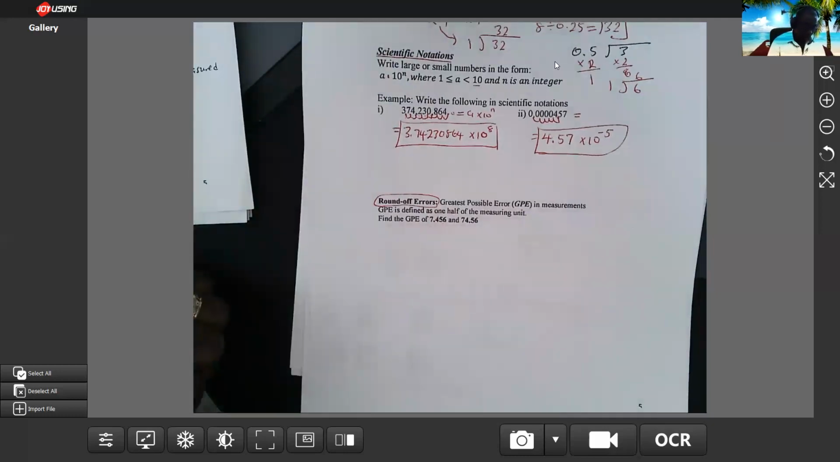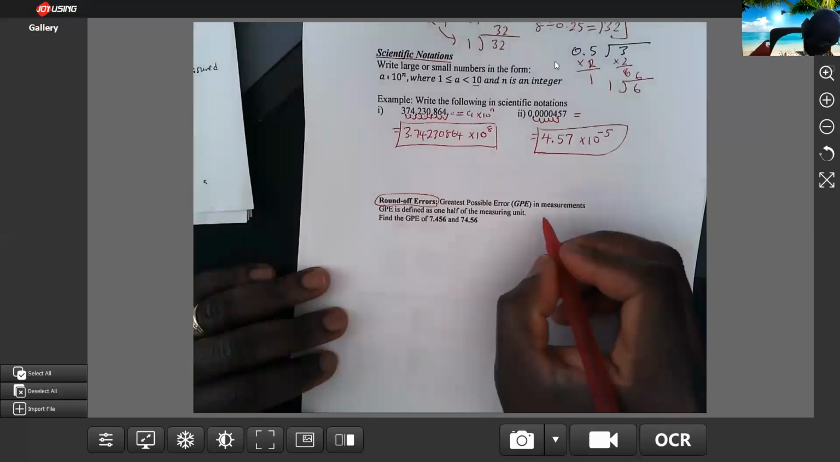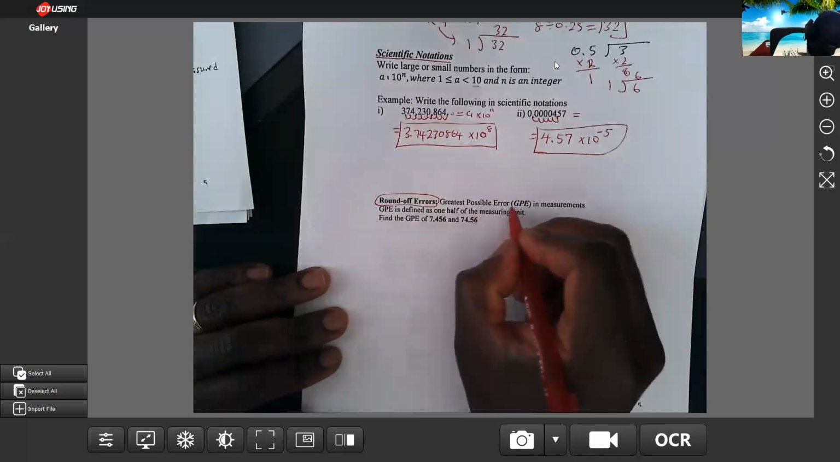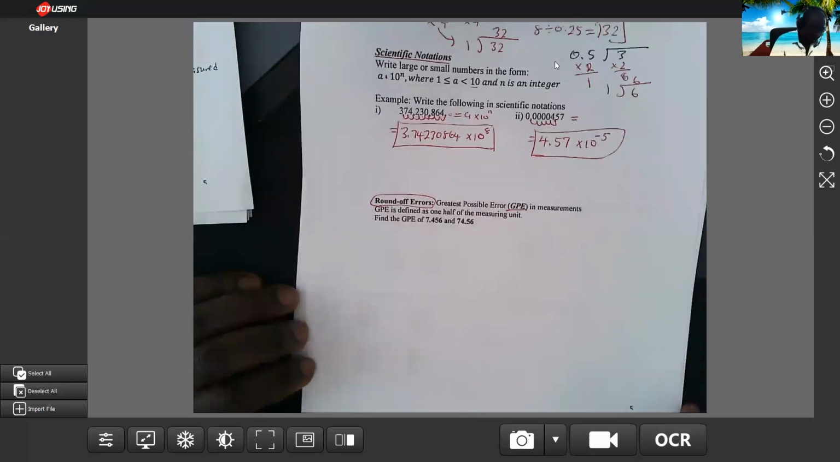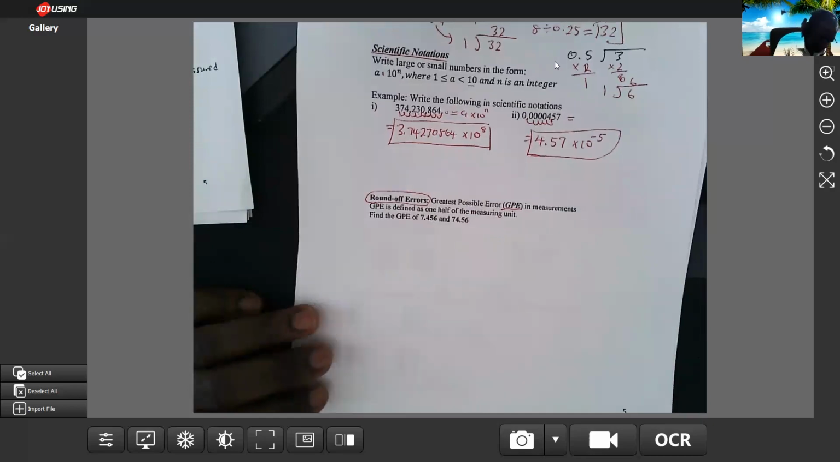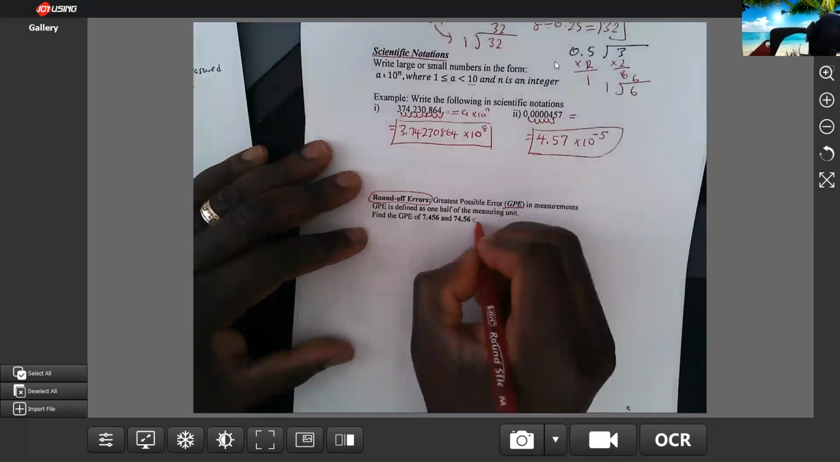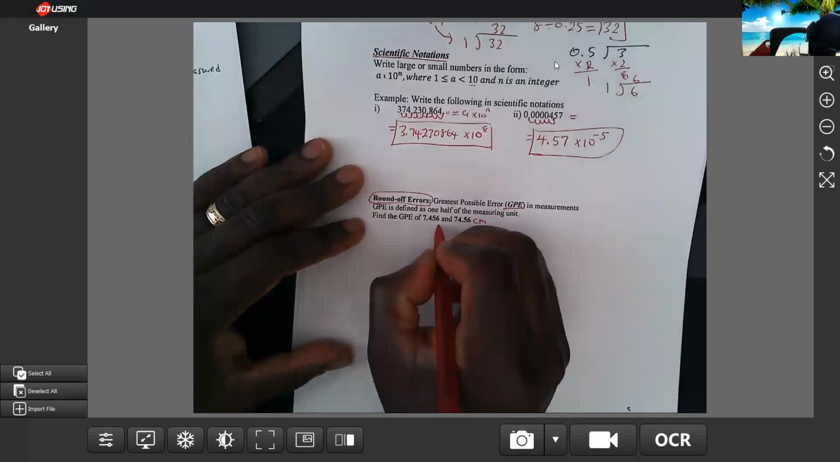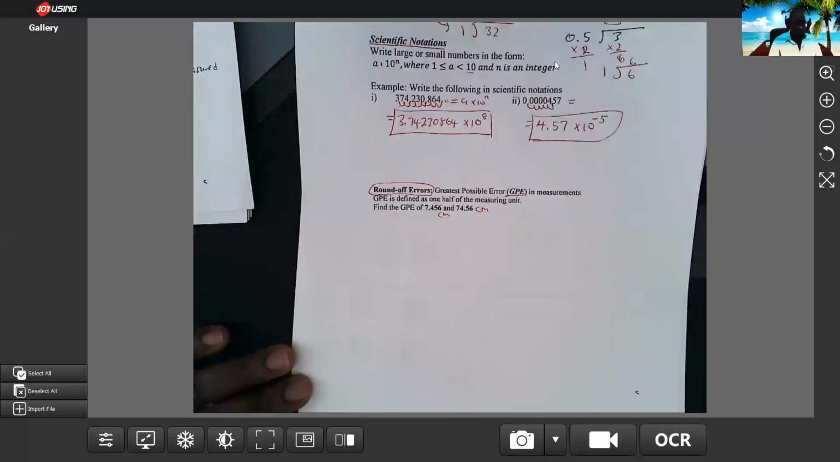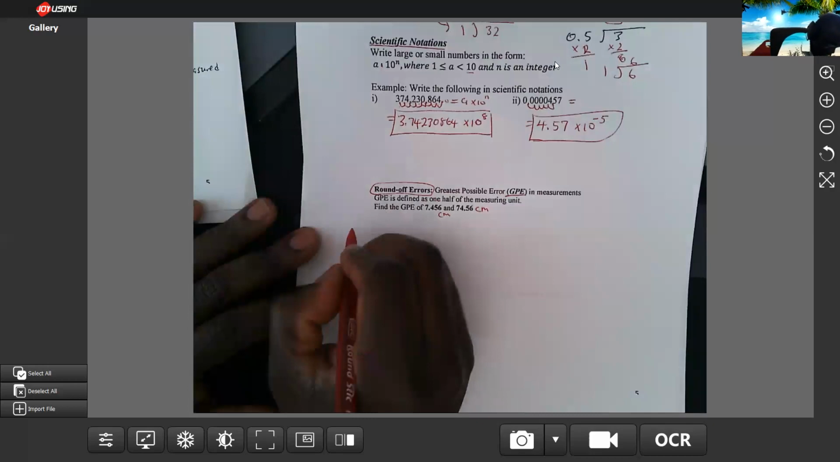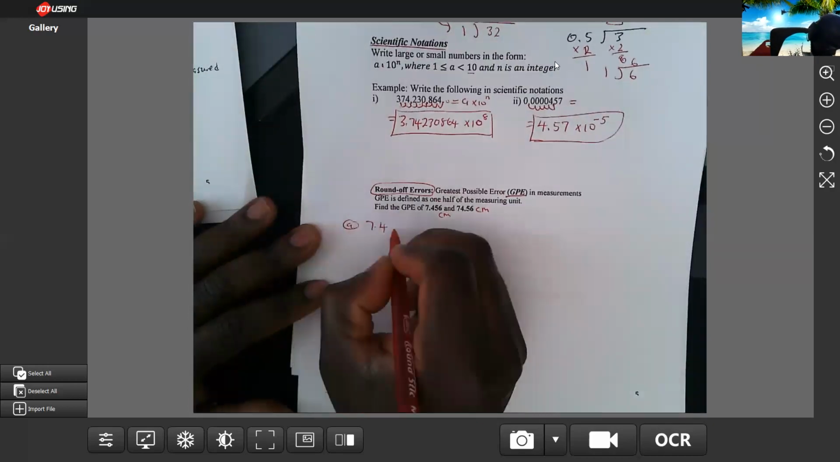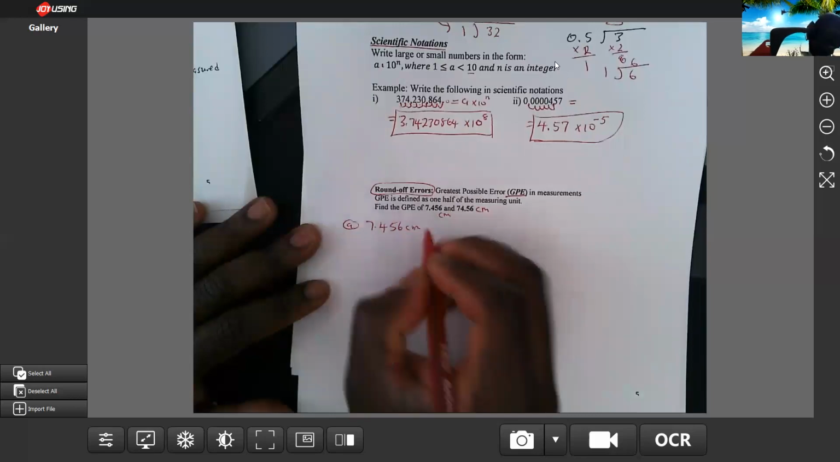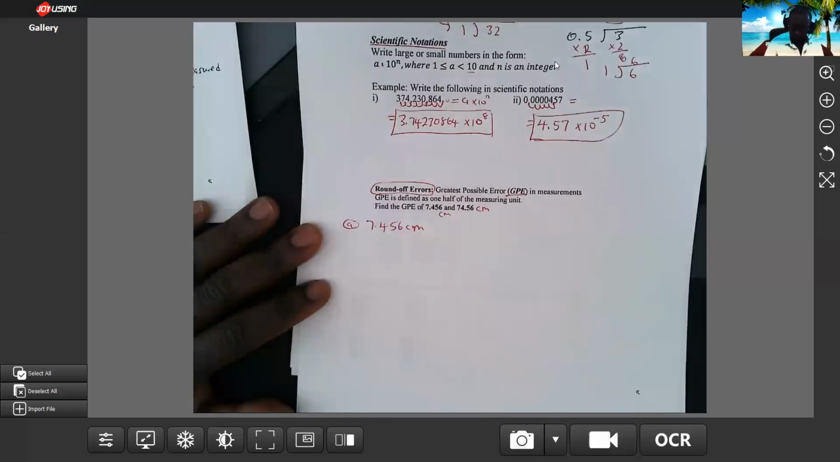Okay. And we want to make sure of the greatest possible error that can occur in any measurement. Okay. So we abbreviate that as GPE. That is the greatest possible error. Now, please, these are in measurement. Let's call this 74.56 centimeters, and that is also centimeters. I forgot the units. Okay, so for the A, let's say that this is 7.456 centimeters.